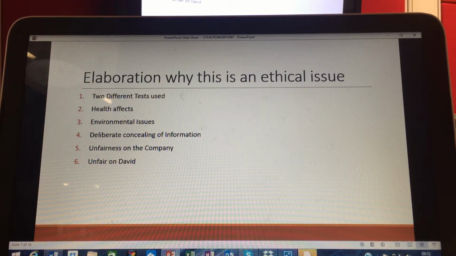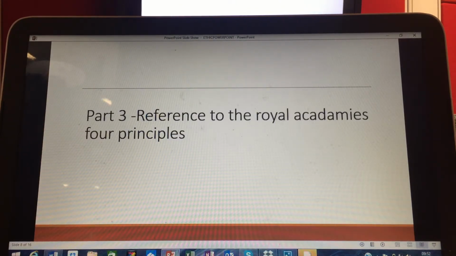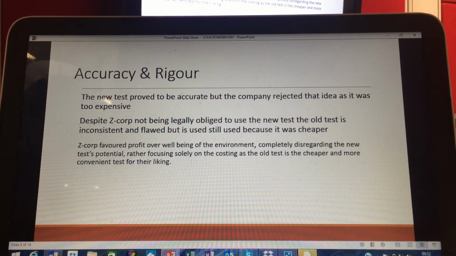Now we are at the third subcategory of the presentation, where we'll incorporate reference from the Royal Academy Society. The first point is accuracy and rigour. With regards to our case study, once the new tests were developed, it proved to be more accurate. However, it was very expensive as a result of it.